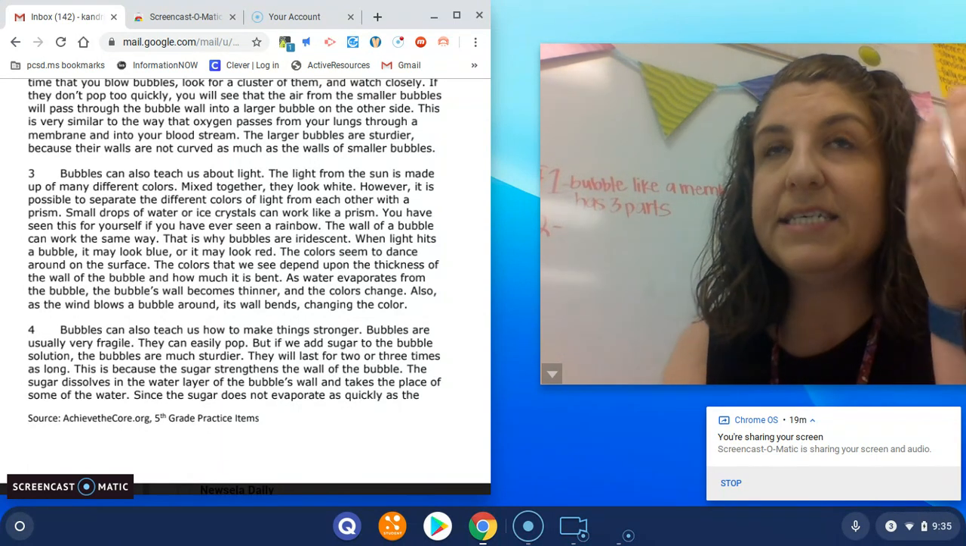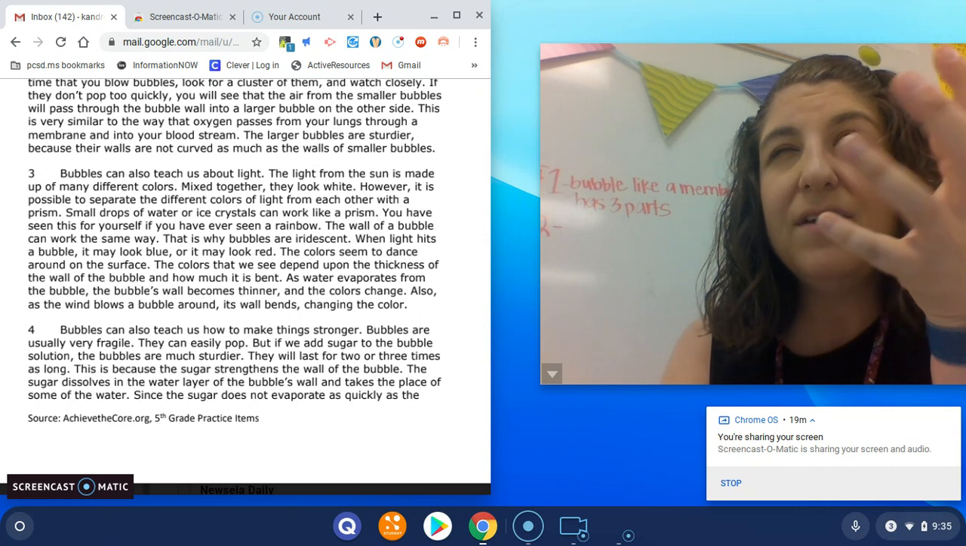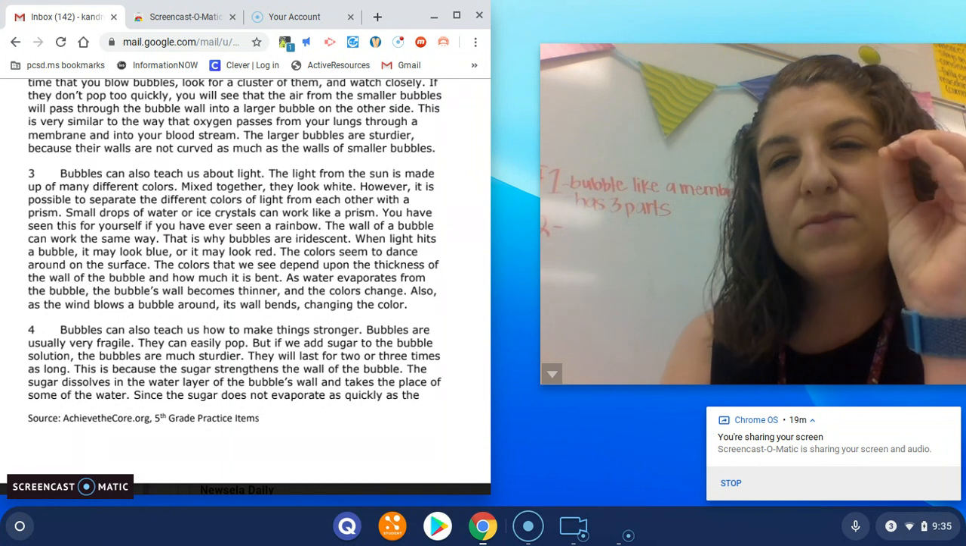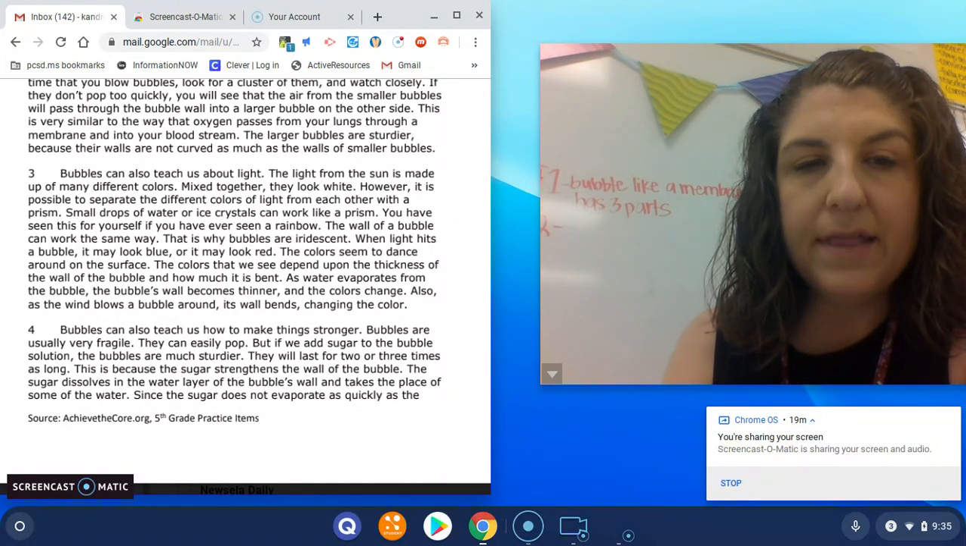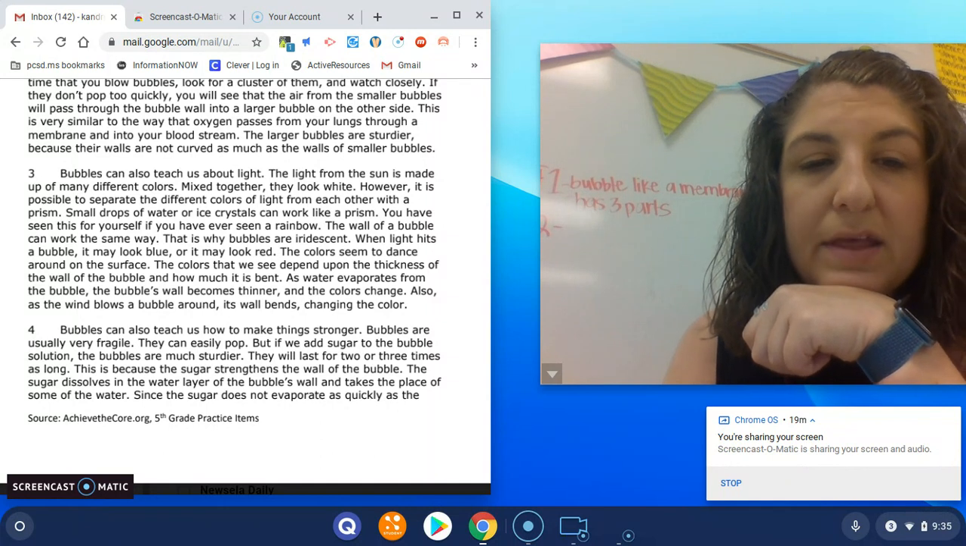Iridescent is when you look at something and you see multiple colors. Kind of like something that's metallic. It has a silver appearance, but you can also see pinks or blues. That would be what iridescent means. When light hits a bubble, it may look blue or it may look red. The colors seem to dance around the surface.